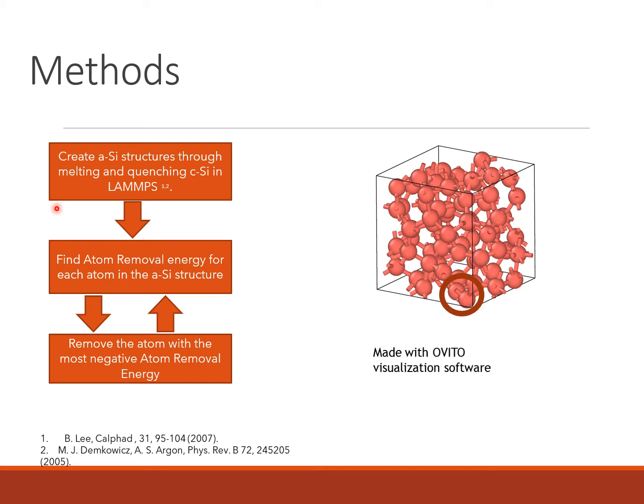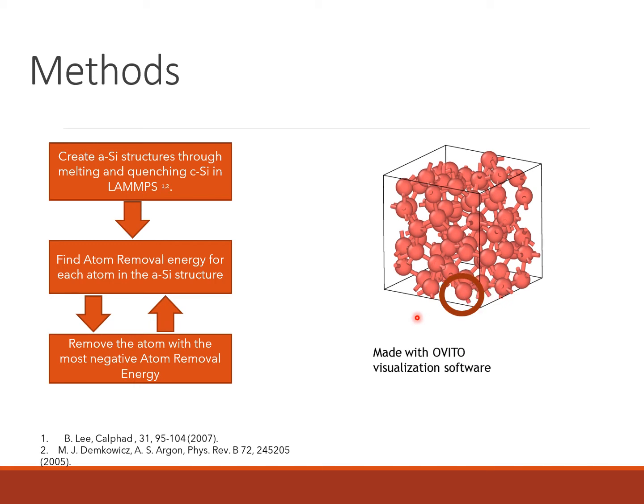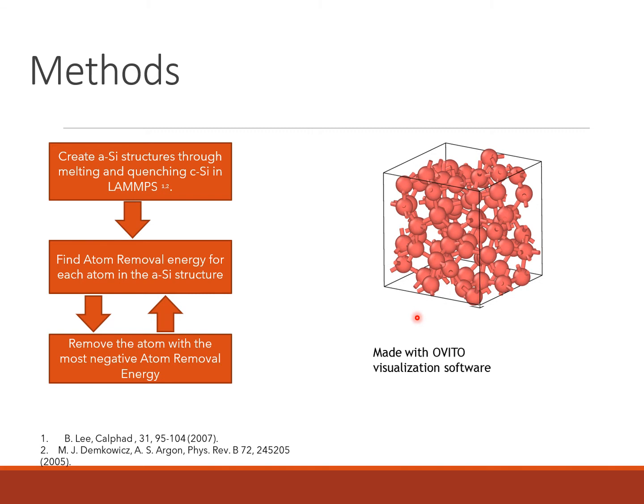Then we take our amorphous silicon structure and find the atom removal energy for each atom in the structure. This process involves taking an amorphous silicon structure, selecting an atom in it, removing it, finding the new energy, and then comparing that to the original energy. We do this process for each atom in the structure, and thus we have a list of all the vacancy formation energies for each atom in the structure.